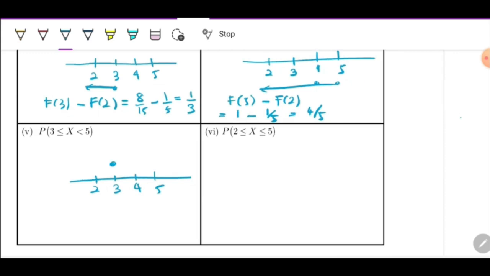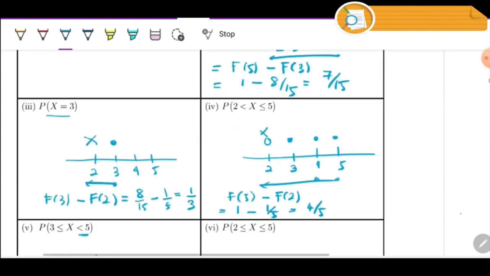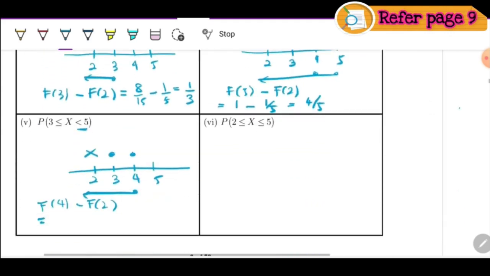So we want 3 and 4 only because 5 is not included. So we don't want x less than or equal to 2. So we start from F4 minus x less than or equal to 2, which is F2. So F4 is equal to 4 over 5 and F2 is equal to 1 over 5. So the answer is 3 over 5.